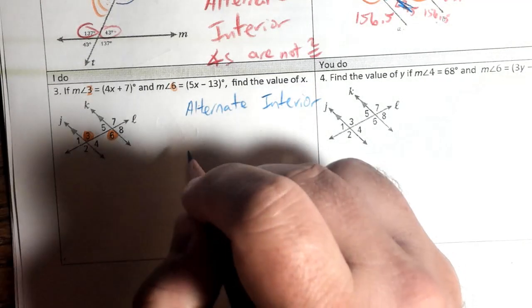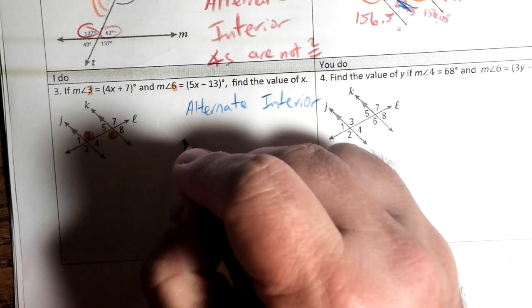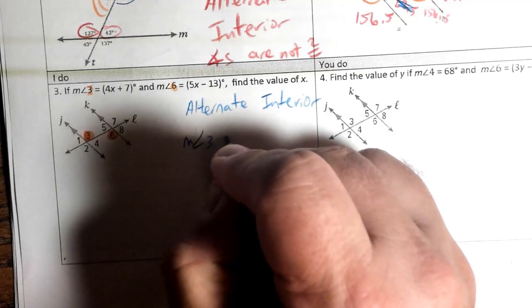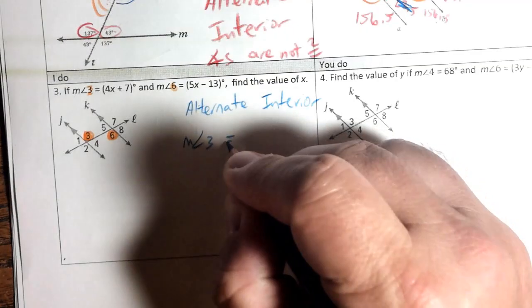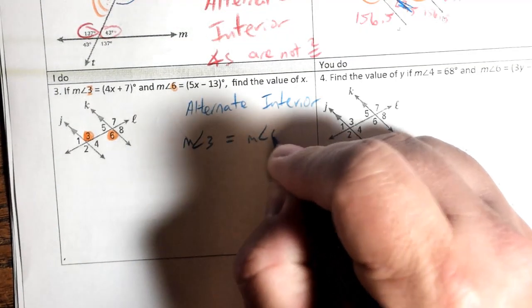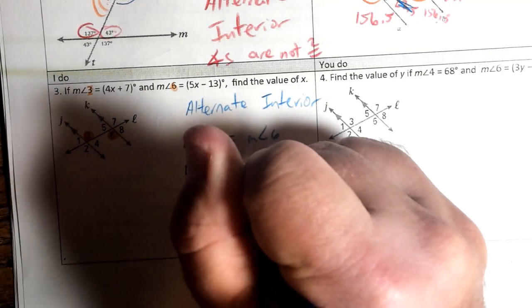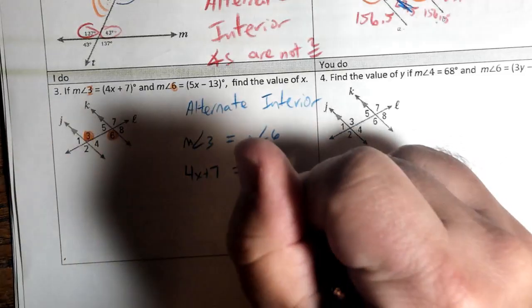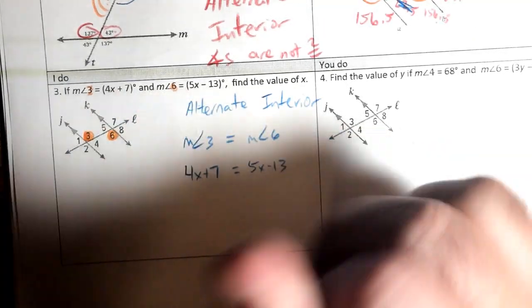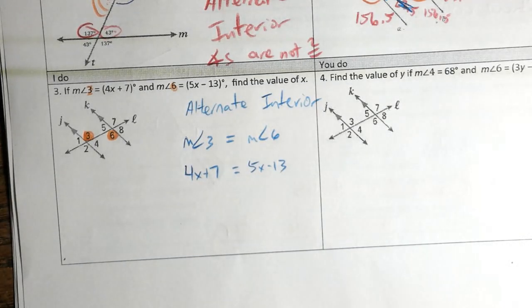And so to find the value of x, the measure of angle 3 is going to be congruent to the measure of angle 6. So we're just going to substitute. So 4x plus 7 is going to be equal to 5x minus 13. Now we're just going to solve for x.